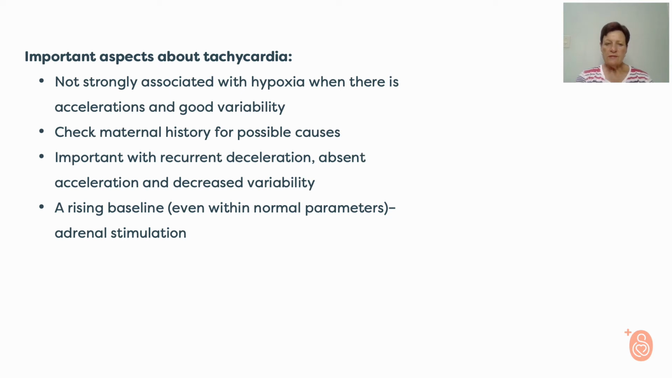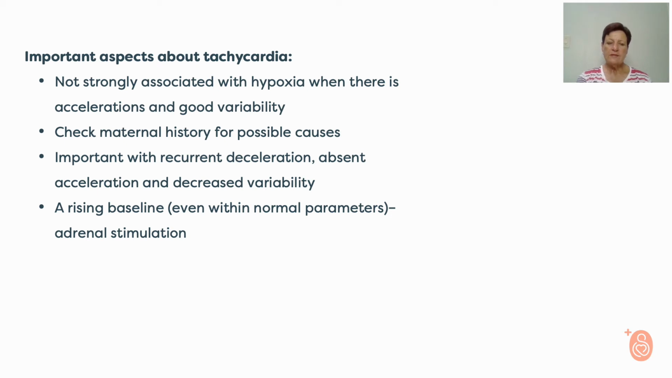It's important the moment that we get recurrent decelerations as well as a loss of accelerations and decreased variability. So the moment that we have tachycardia together with another abnormality, like for example decelerations and decreased variability, we usually have a problem and also need to assess the condition much more carefully.